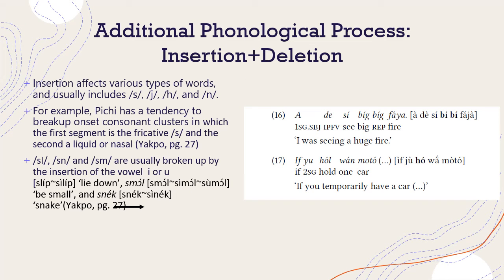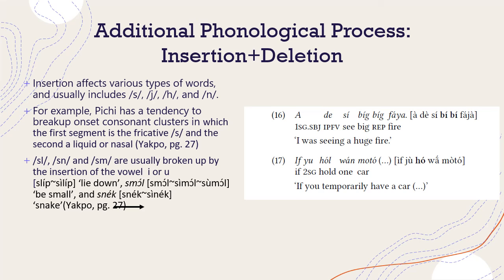So within Peaky, insertion and deletion actually happens a lot in a lot of various types of words, and usually includes the phonemes s, j, h, and n. For example, Peaky has a tendency to want to break up onset consonant clusters. That's its motivation for this phonological process, in which the first segment is the fricative s, and the second a liquid or nasal. So for example, the consonant clusters SL, SN, and SM are usually broken up by the insertion of the vowel I or U. And Yakpo actually provides some great examples here.